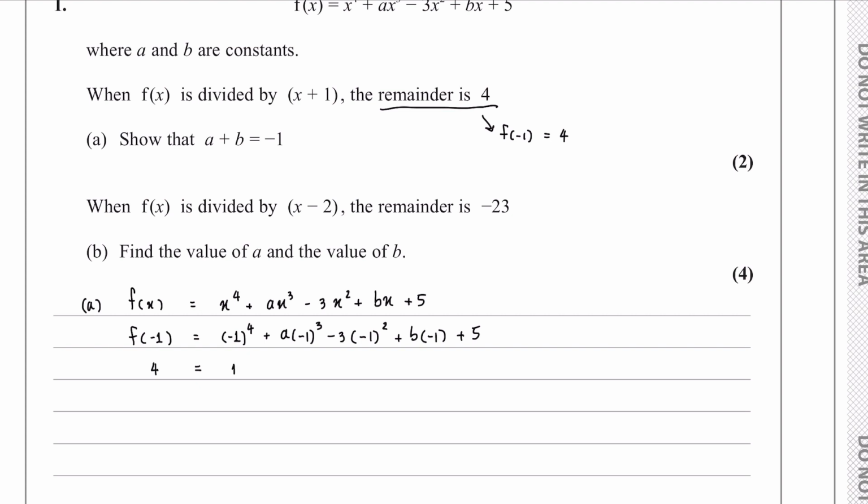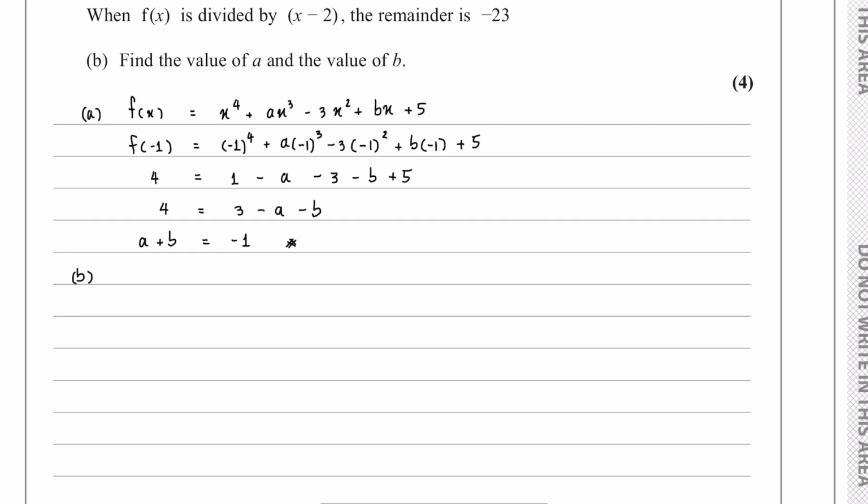This one will be 1 minus a minus 3 minus b plus 5. And this one will be 3 minus a minus b equals 4. And then we rearrange it. It will be a plus b equals -1.